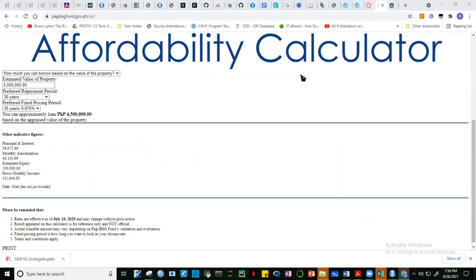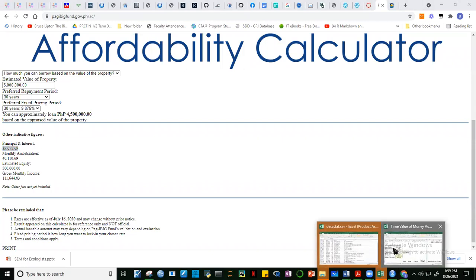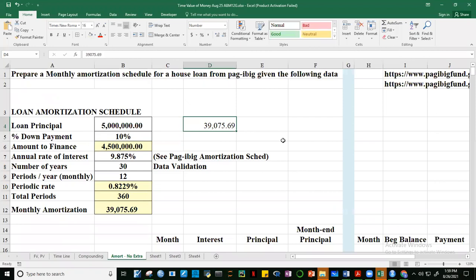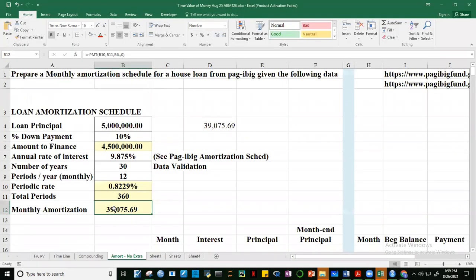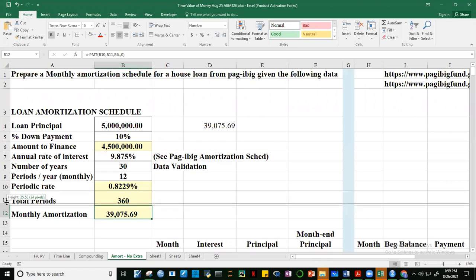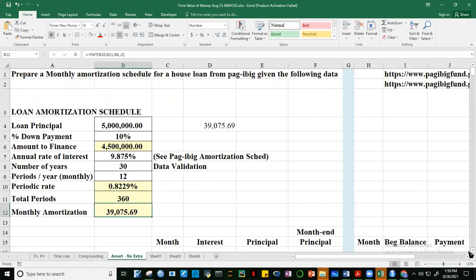Okay? So, alright. Thank you for your comment, Sophia. Pero yung sinasabi natin na pareho siya dito, 39,075.69, which we copied a while ago. Ito, 39,075.69. Okay, di ba? Okay, so we were able to show na kung paano kino-compute ni Pag-IBIG yung amortization, yung monthly amortization, using the PMT function in Excel. Yan. So meron tayong bragging rights, guys, na kaya natin i-compute yung table ni Pag-IBIG, no?